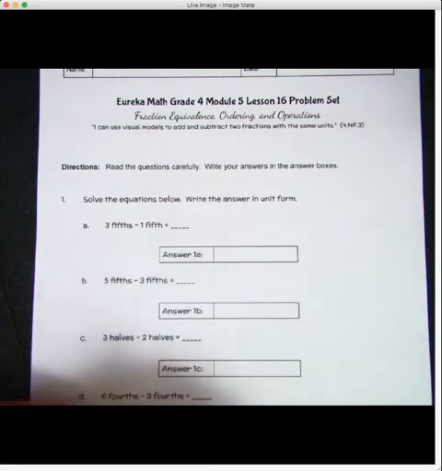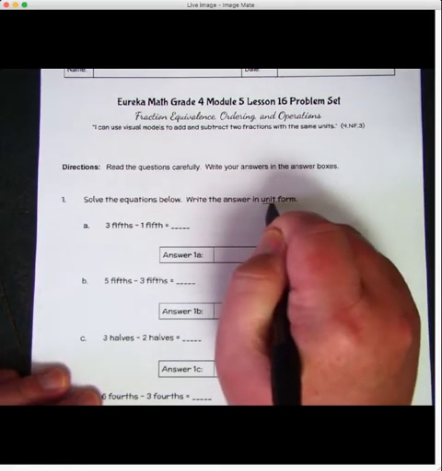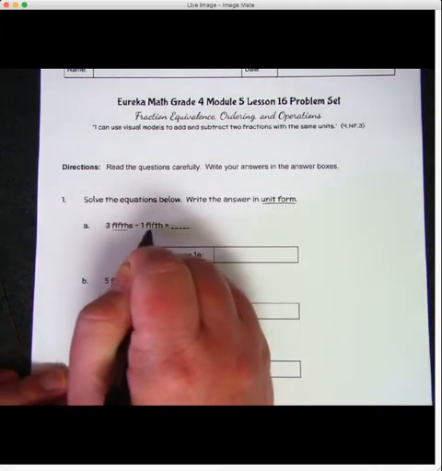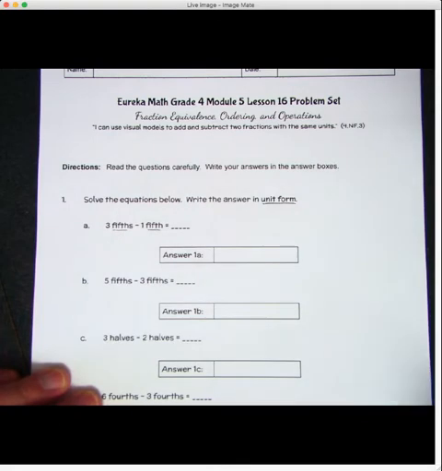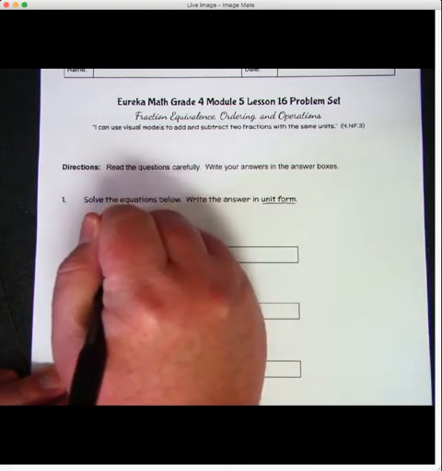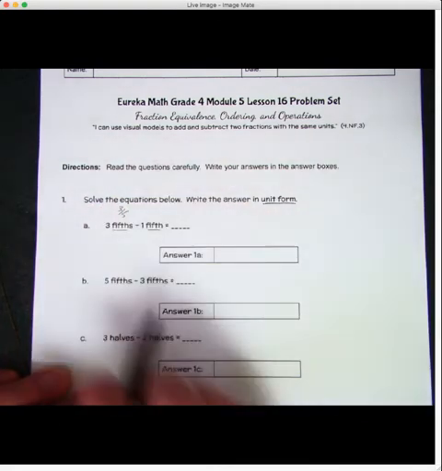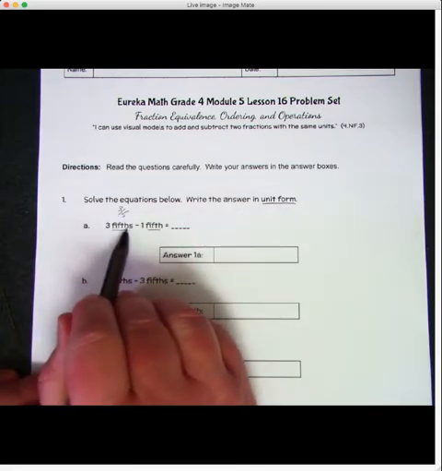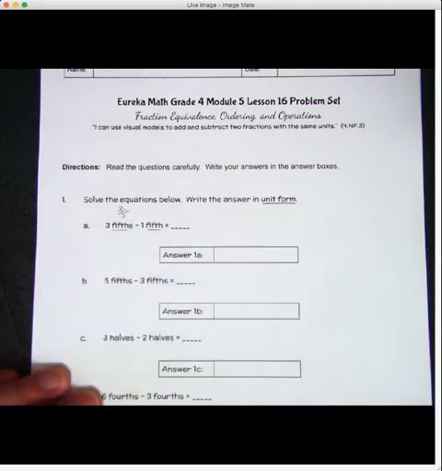And the first word I want you to know is unit form. So when you see unit form, that means we're going to use words for the denominator. Normally, this would look like 3/5, obviously. But in unit form, we're going to write 3 and the word fifth. That's a little different, isn't it? So for the denominator, we're going to write the word.